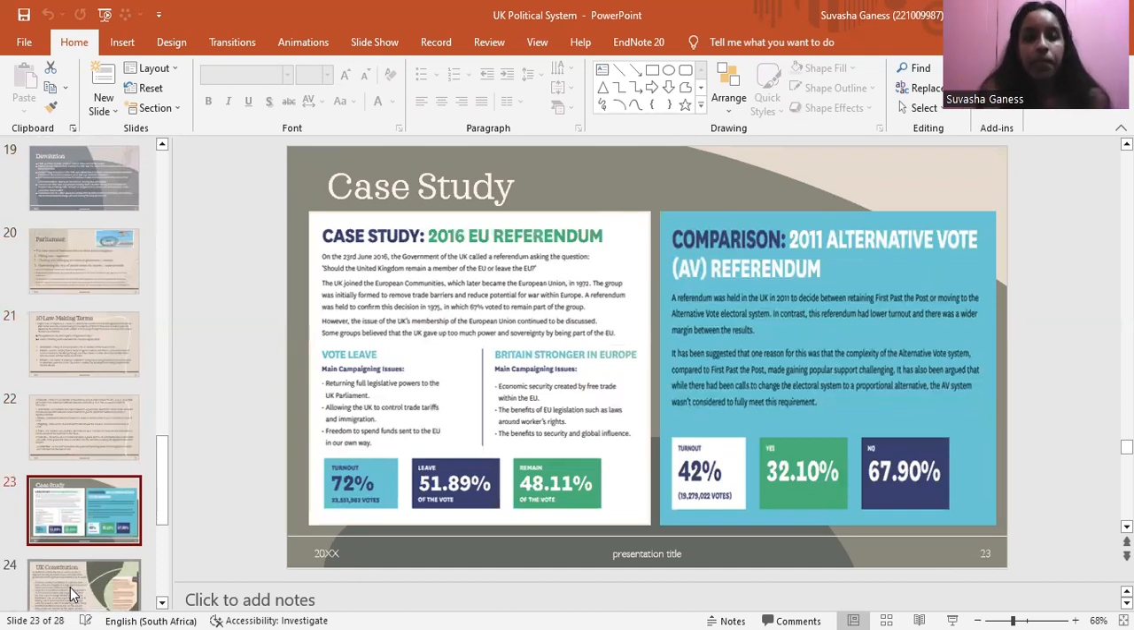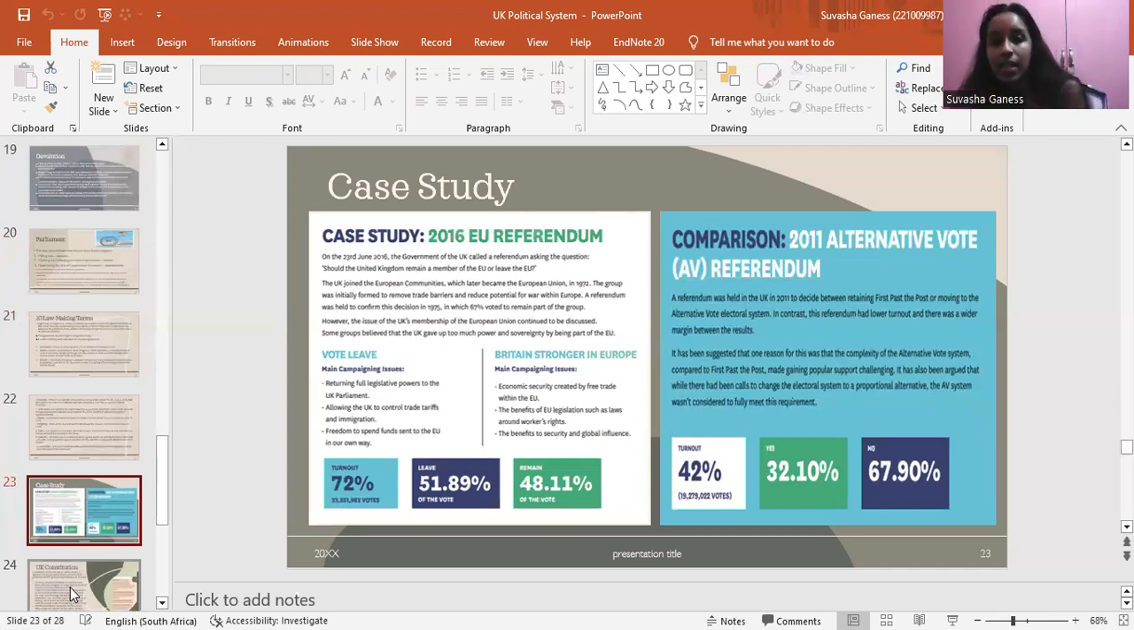So you can see here, the EU referendum, the turnout was 72%, but look at how close the votes were. 51% said leave and 48% said remain in the EU. So this is something that shows that referendums cannot always be as reliable and should still be backed up, and people need to have sufficient information, right? Because sometimes it's oversimplified, people don't make the correct decisions.